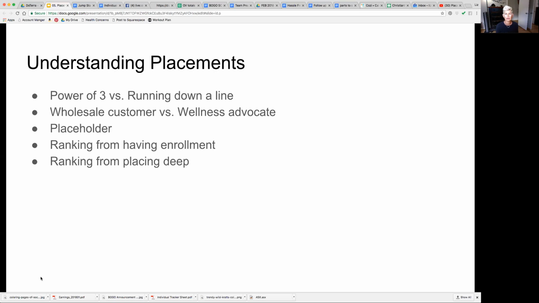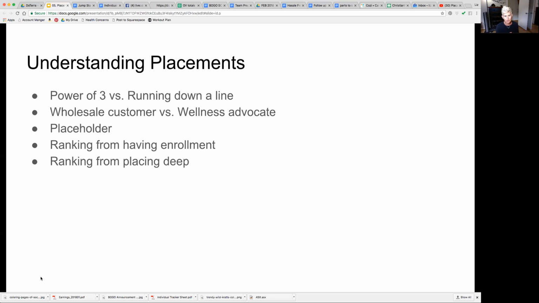And then when they're ready to enroll their first individual, have the conversation with them about how serious they are, so that you know where to place them, how they can upgrade to a wellness advocate, which is really easy, and then help them enroll that individual.